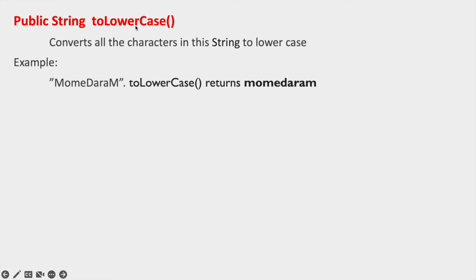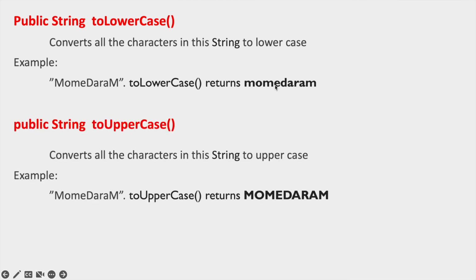Next is toLowerCase. This method is very commonly used in the string class. By using toLowerCase, we can convert the given string into lowercase. If you see here Momadaram, the M is upper, D is upper, and the small m is again upper. When you apply this method, it gives all the characters as lowercase. Next is the toUpperCase method. This method is used to convert all the characters in the string to uppercase. If you see here Momadaram dot toUpperCase, many characters are lower, but when you apply toUpperCase, it returns all uppercase.